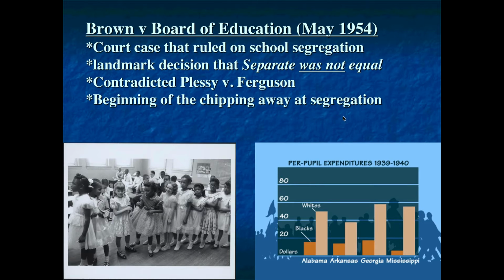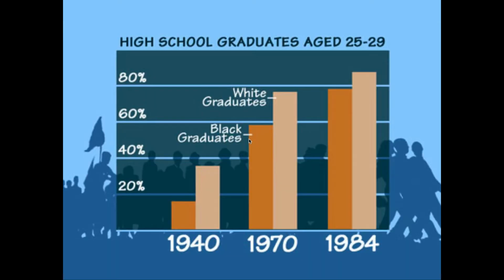We're eventually going to see other public accommodations like busing become desegregated, schools desegregated, and all of society eventually desegregated. And here's another stat that the NAACP used.